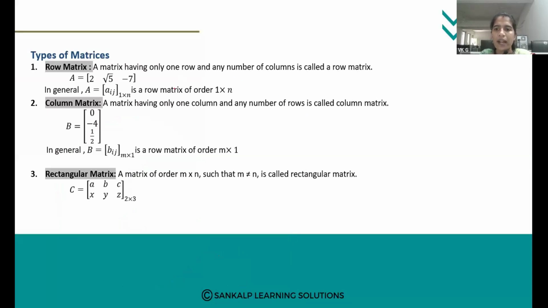First one, row matrix. Matrix consisting of a single row is called row matrix. Column matrix. Matrix consisting of a single column is called column matrix. Next, rectangular matrix. Even this we discussed. Rectangular matrix is nothing but a matrix in which the number of rows and number of columns are unequal. Matrix with a different number of rows and columns.